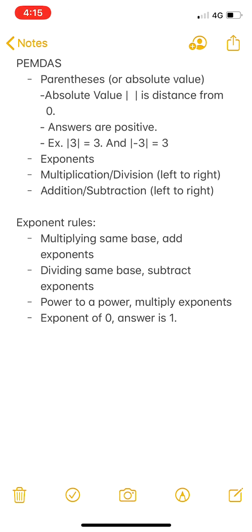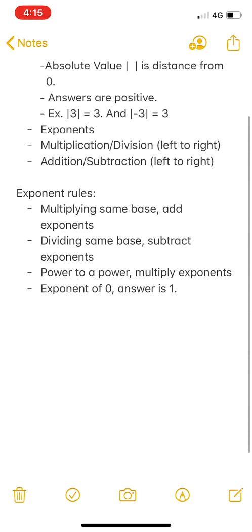For example, the absolute value of 3 is 3. Same with the absolute value of -3. It's 3. You still have to count 3 over. After parentheses or absolute value, you have to deal with your exponents. And then multiplication and division from left to right. Addition and subtraction left to right.